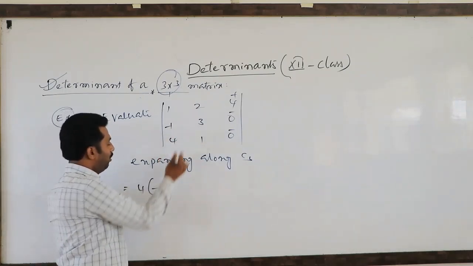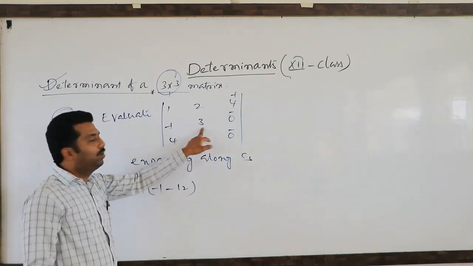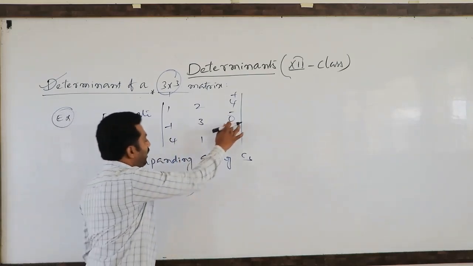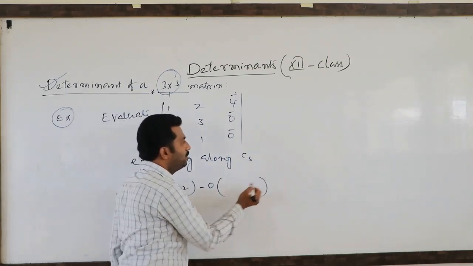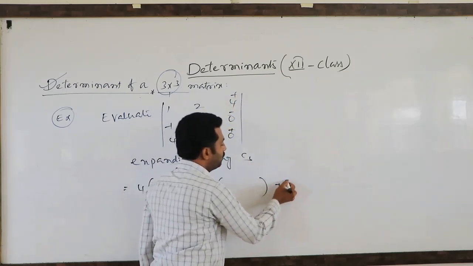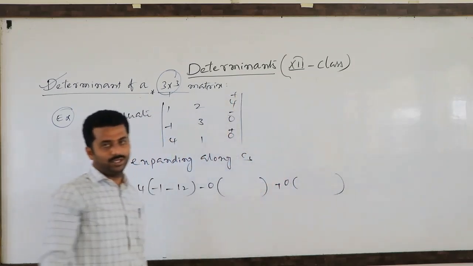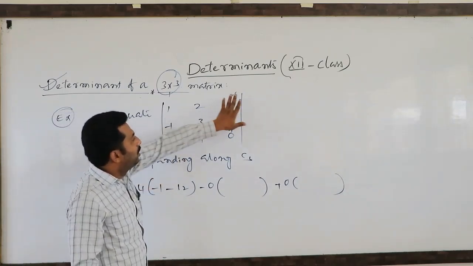Minus 1, minus 12, minus 1, minus 4 into 3, that is 12. Minus 0 into any number, if you write, means 0. Again, this is plus, minus, plus. Plus 0 into any number, if you write, means 0. Minus 0 means you close the corresponding row, corresponding column.